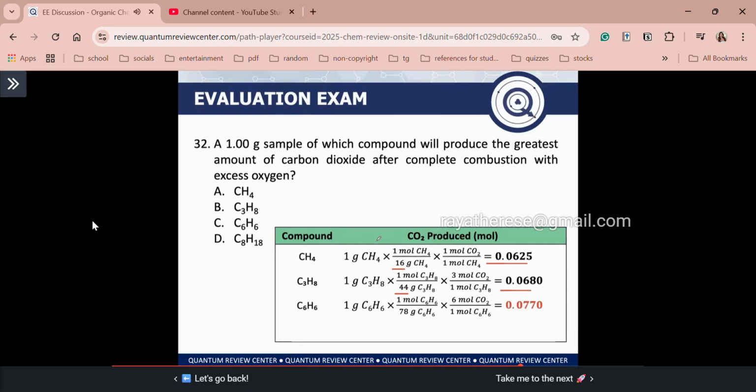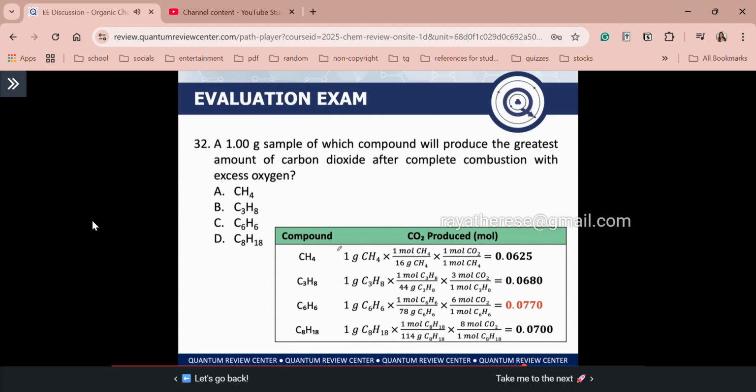And letter C, actually, this is the answer. So, class, this is just simply a phenyl, a benzene ring. Of course, 1 gram will produce 0.0770 mole of carbon dioxide. Remember, class, the stoichiometric ratio, 1 mole of benzene ring or phenyl will produce 6 moles of carbon dioxide. Oh, sir, isn't letter D the correct answer?